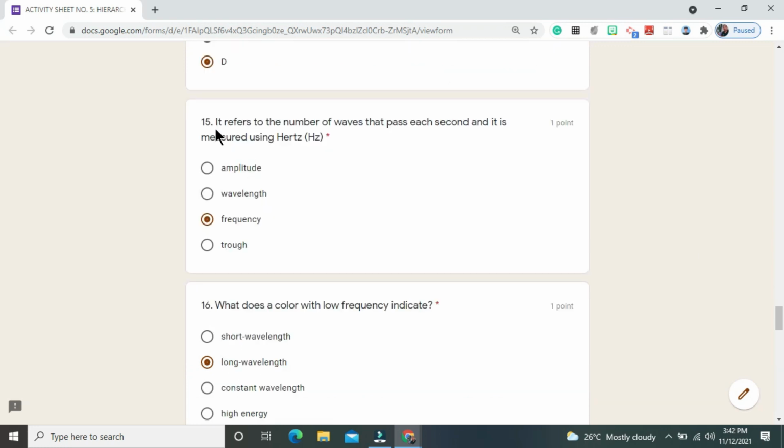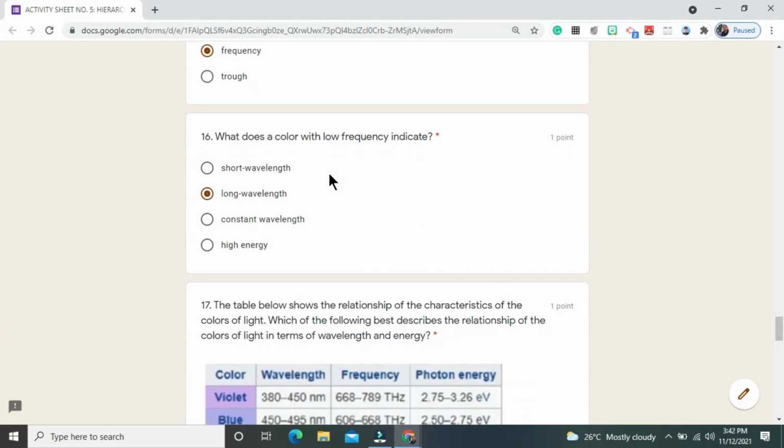Question number 15. It refers to the number of waves that pass each second and it is measured using hertz. The correct answer is frequency. Question number 16. What does a color with low frequency indicate? The correct answer is long wavelength.